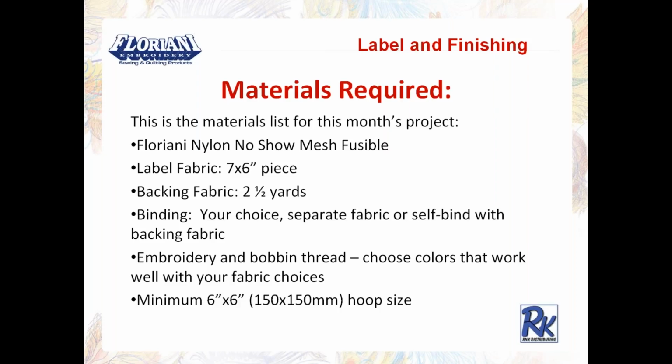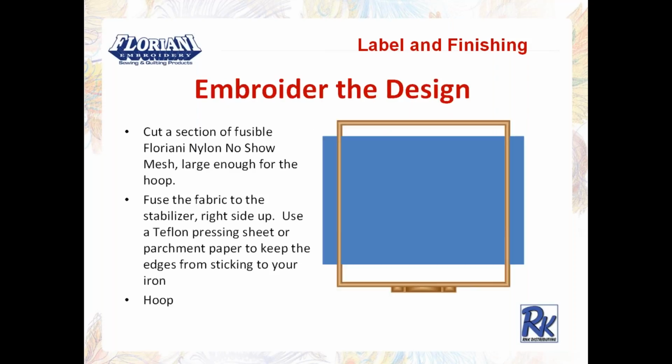You're going to need some binding fabric, and you have a choice here of either using separate fabric for the binding, or you can self-bind this quilt with the binding fabric, and we'll go into a little bit more detail when we get to that section. And you're going to need some embroidery and bobbin thread, and you want to choose top colors that work well with your fabric choices. And you're going to need a minimum 6 inch by 6 inch or 150 millimeter by 150 millimeter hoop size to complete the embroidery part of this.